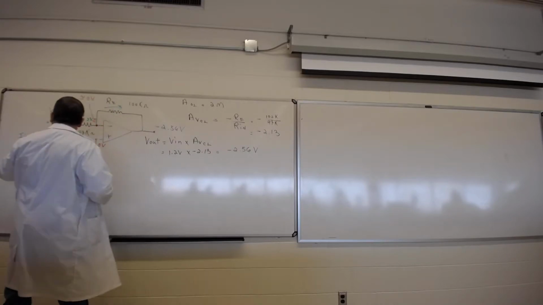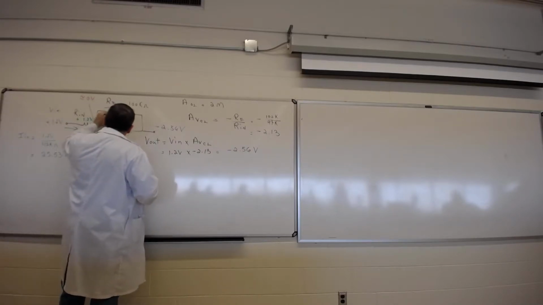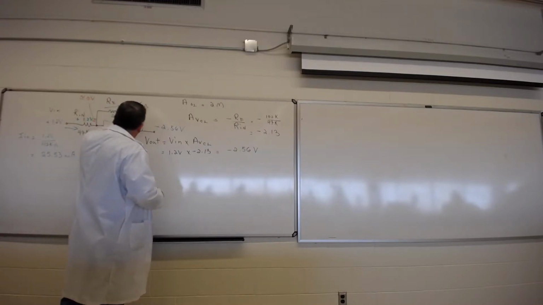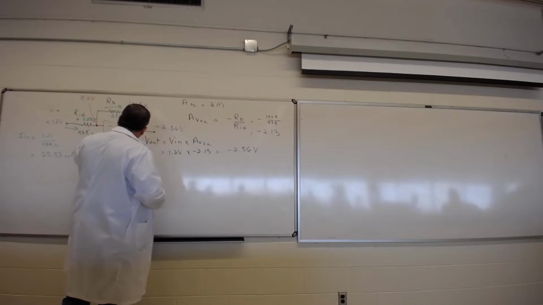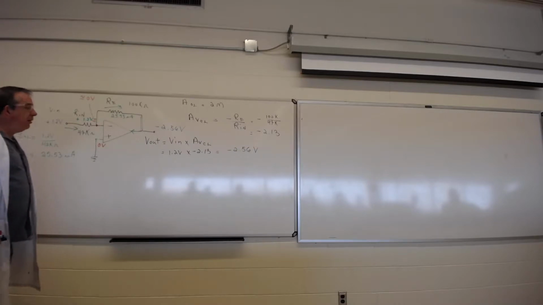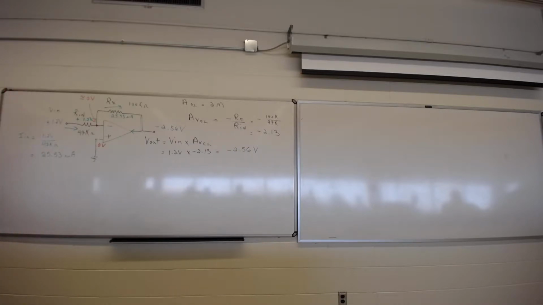So that means I've got 25.53 microamps that flows into RF, and then that current flows back into the op-amp. So in this case, the op-amp output is not sourcing current, it's sinking it. All right, so the op-amp output is actually taking in current. All right, we know that.